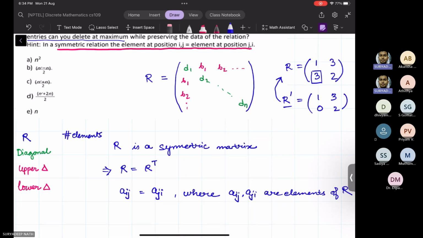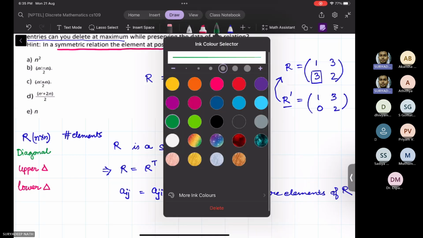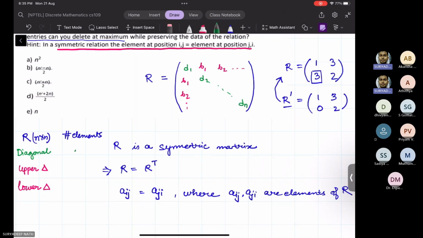How many elements in an n cross n matrix? In an n cross n matrix, we have a total of n square elements. How many of them are present on the diagonal? How many diagonal elements are there in an n cross n matrix? Right, there are n elements. So let me write it: we have n diagonal elements. How many are there in the upper and lower triangular parts then?